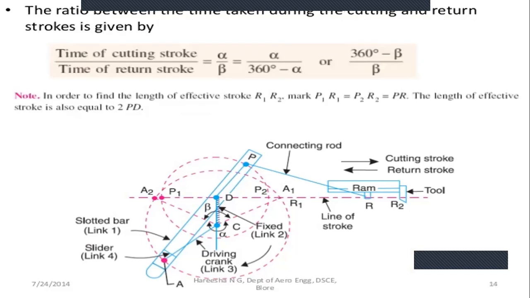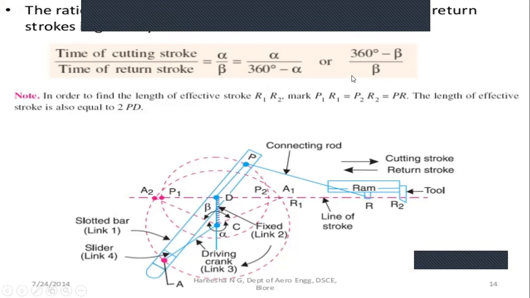Next, we are going to see the formula. The ratio between the time taken during the cutting and return stroke is given by time of the cutting stroke by time of the return stroke, equal to alpha by beta. The angles can be seen here. This is the beta angle, which is smaller than the alpha angle, that is alpha by 360 degrees minus alpha, or it can also be written as 360 degrees minus beta by beta. So this is the general consideration of the Whitworth mechanism.